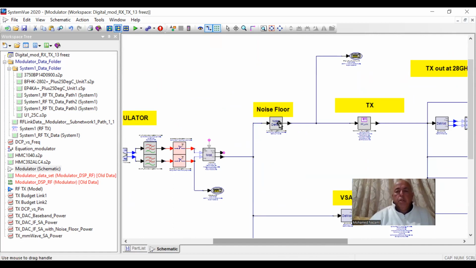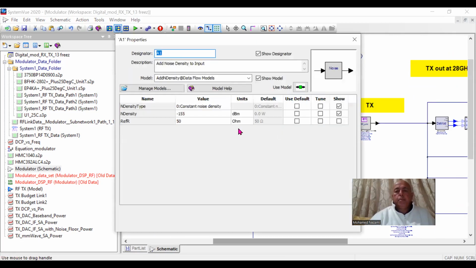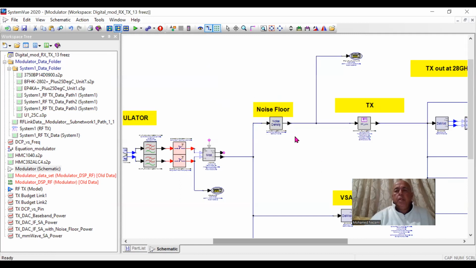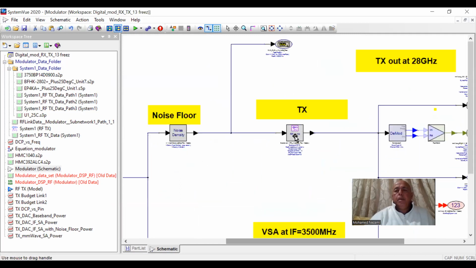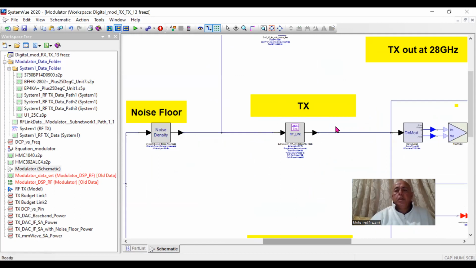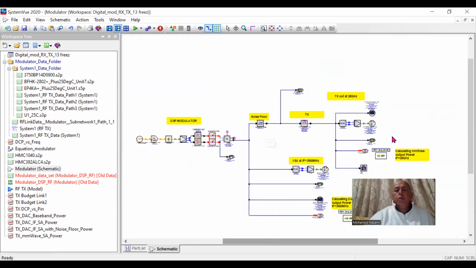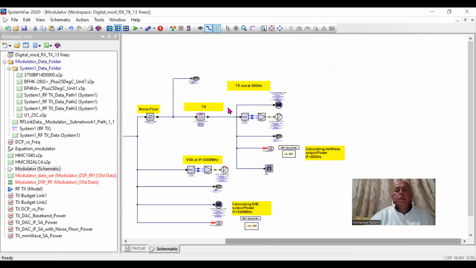So that's what this block here is, and that's what we're setting right now: minus 155 dBm per hertz. Okay, and then we're going to feed that signal into the entire system, which is what was designed in video 6. Okay, and then we have a bunch of monitoring things in here.